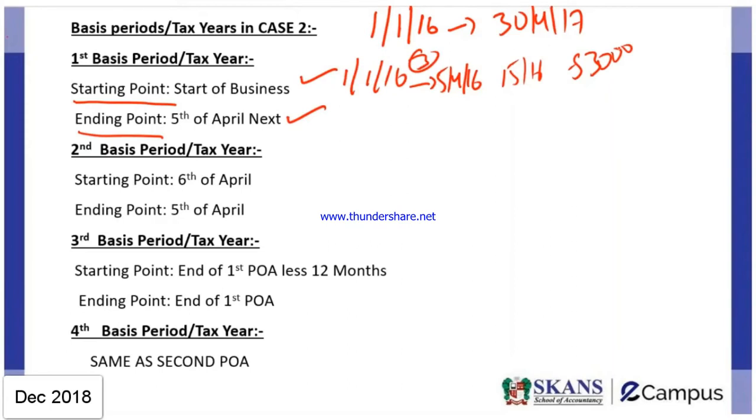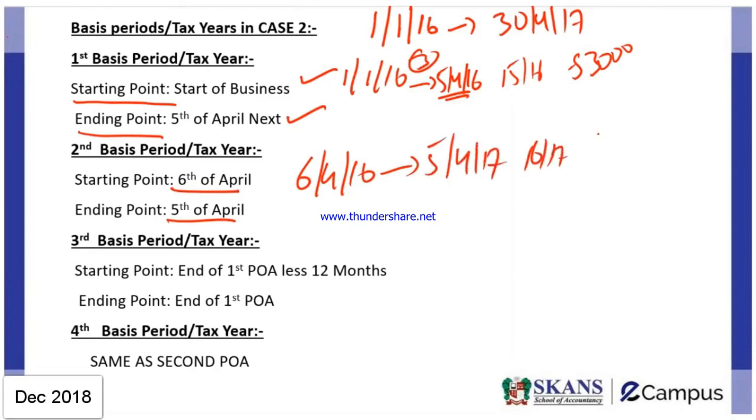Now the second basis period rule says that the starting point is 6th of April 16, and the ending point is the 5th of April after this, and the profit is assessed on 16/17. As the profits for 16 months are 16,000, the profit for 12 months allocated is 12,000. So as you see, the tax year 16/17 was skipped, but by applying these rules, HMRC include this year and assess the profit. The 12,000 is assessed in 16/17.